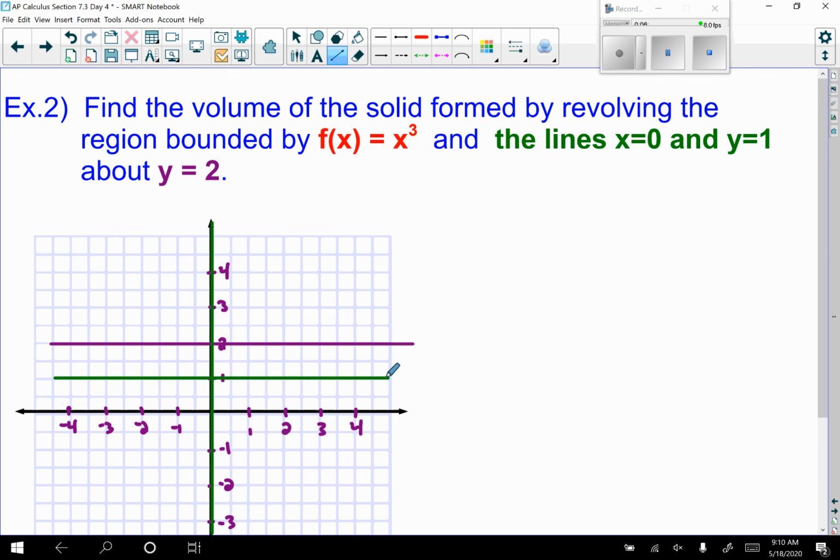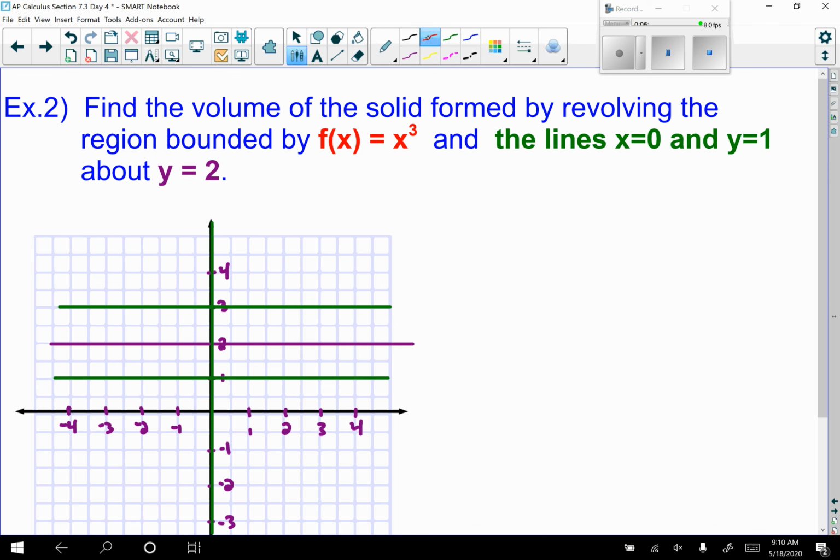Now, since I'm going to be revolving this about y equals 2, I actually want to reflect the line y equals 1 up here as well. We want to get perfect symmetry with what we're drawing here. So everything we draw is going to get reflected over this line y equals 2.